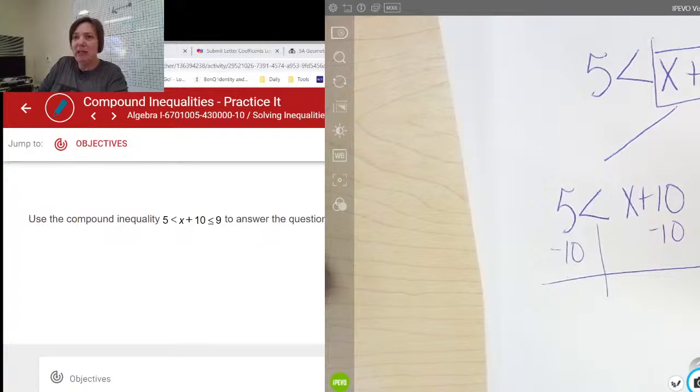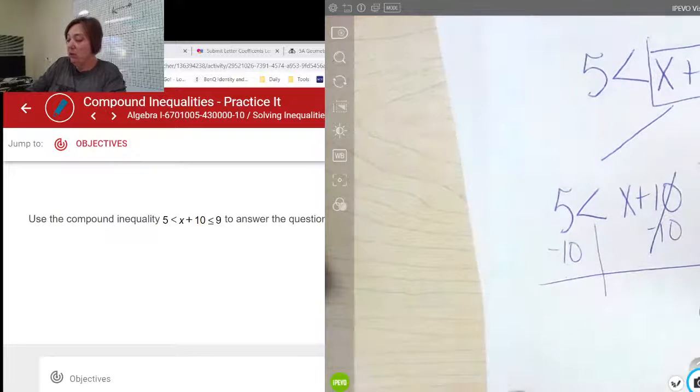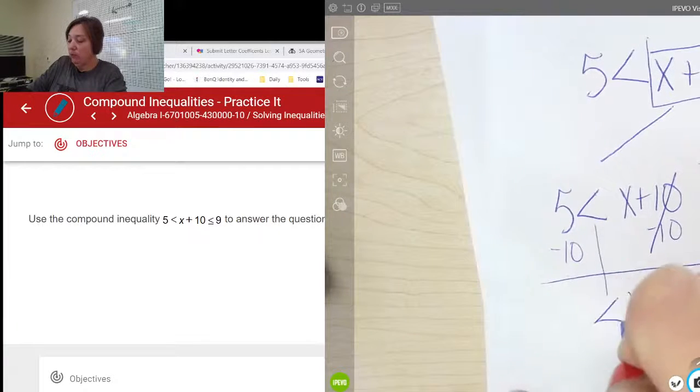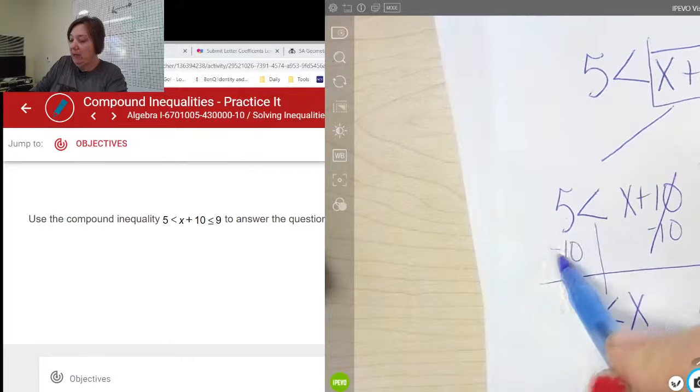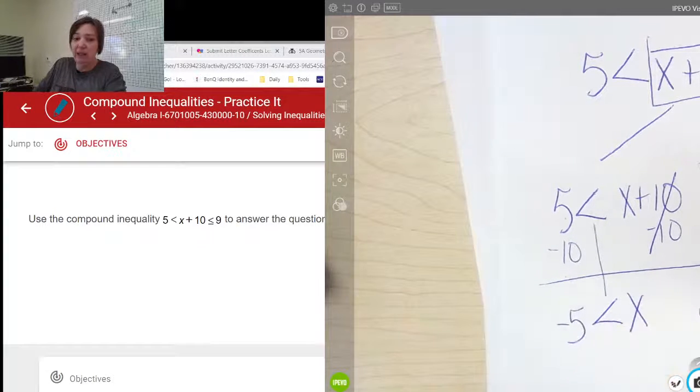Okay, do I need to flip my sign? No. When do you flip the sign? Multiply or divide by a negative. And we didn't do that. So that's gone, and I have x left over here. What do I have over here? 5 minus 10 is negative 5, right?